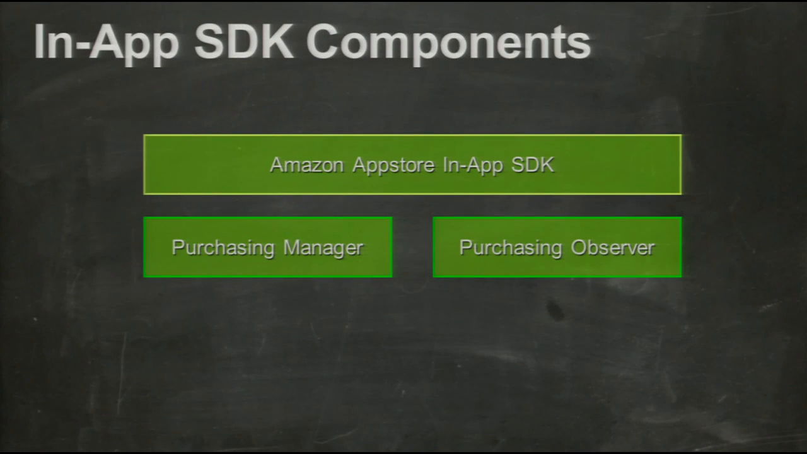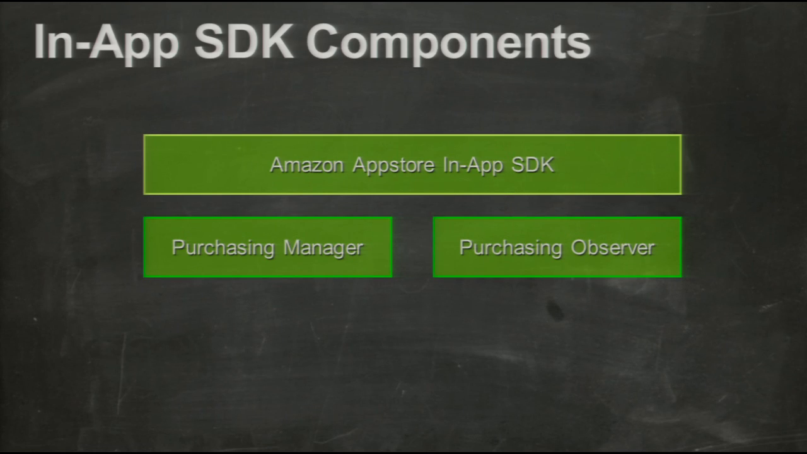So to understand how IAP is implemented, it's important to understand the 3 central components. One is the Amazon App Store in-app SDK itself. One is the purchasing manager, and the final is the purchasing observer. So let's talk about those different options and see what they are.